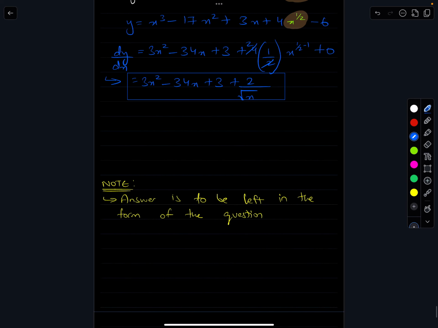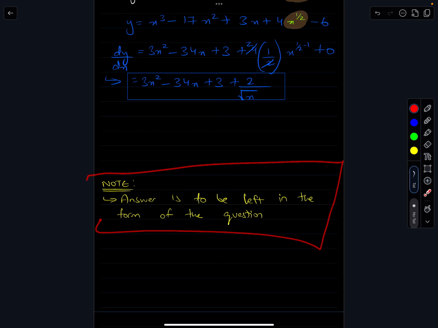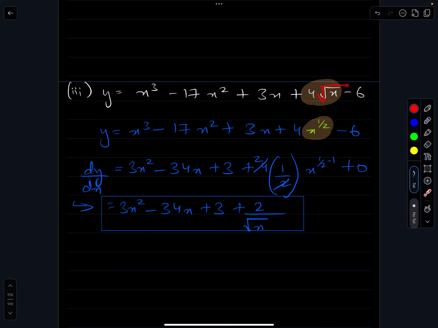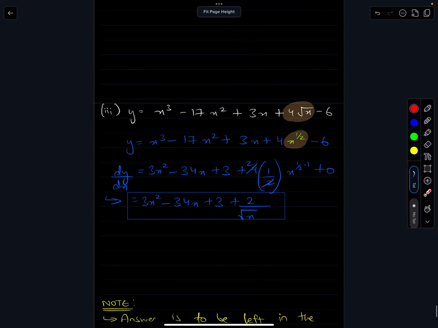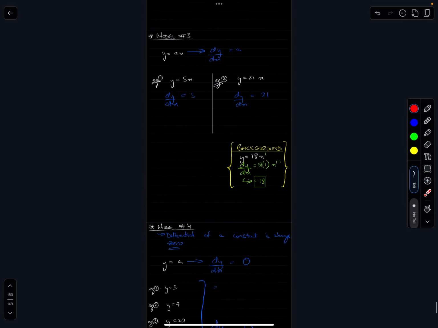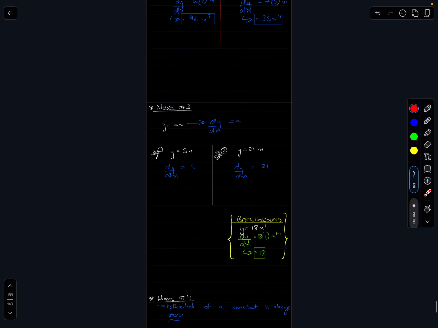Before I end, always remember that the answer should always be left in the form the question is framed in. That is, the question had a square root, so I leave my answer with a square root. If the question had a fractional power, I'd leave it as a fractional power. That is the distinguishing quality of a distinction holder. And before I end, bring the power down, reduce the power by 1.